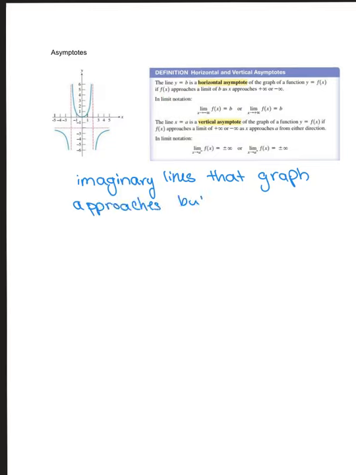Good morning. So this video is about asymptotes. Okay, so asymptotes, here you can see the formal definition from your book, but asymptotes are basically imaginary lines that the graph approaches but never crosses.